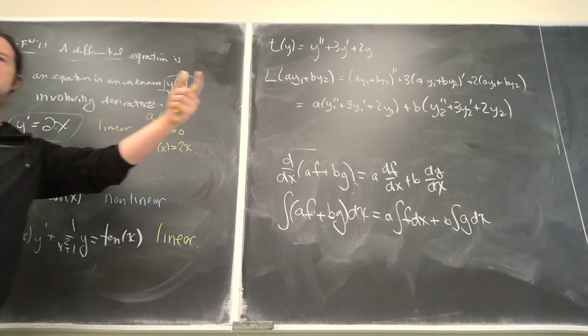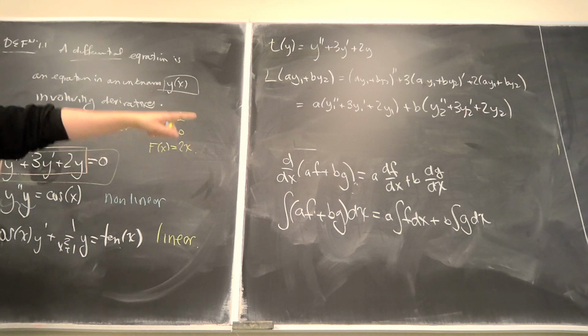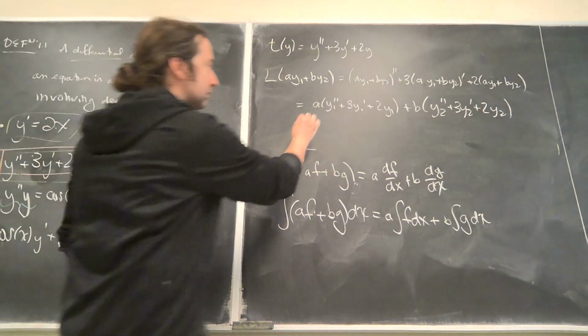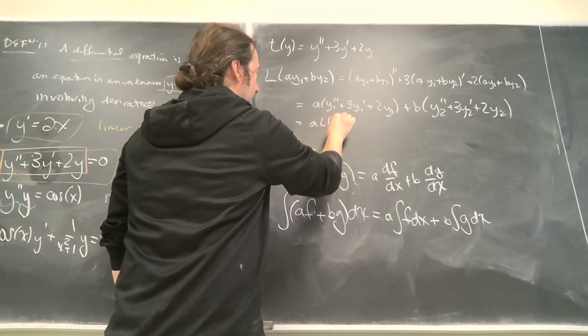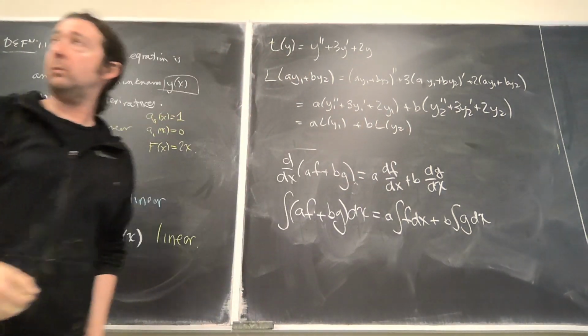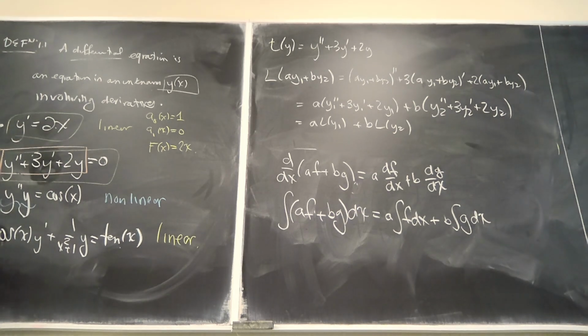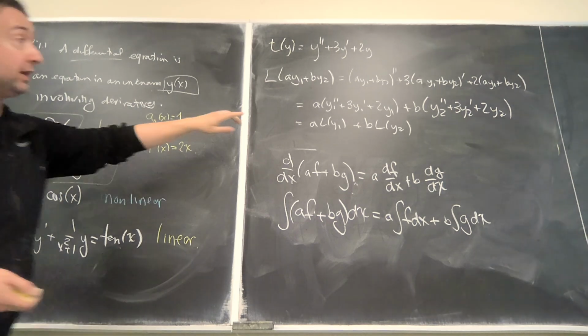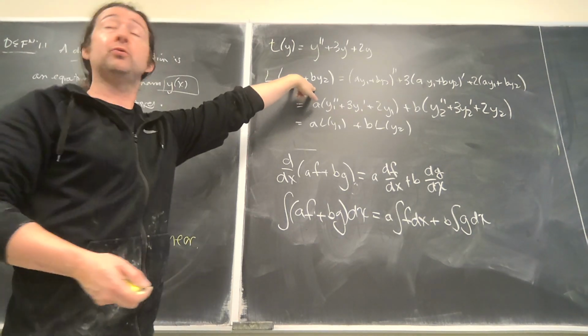So take the derivatives using derivative rules, spread everything out, and then resort it so the y1s are together and the y2s are together. And this is a times L of y1 plus b times L of y2. So this is a much more abstract way of thinking about this. If this is confusing and it's the first time you've ever seen this kind of idea, don't worry about it. We're not actually going to use this idea to prove things are linear.